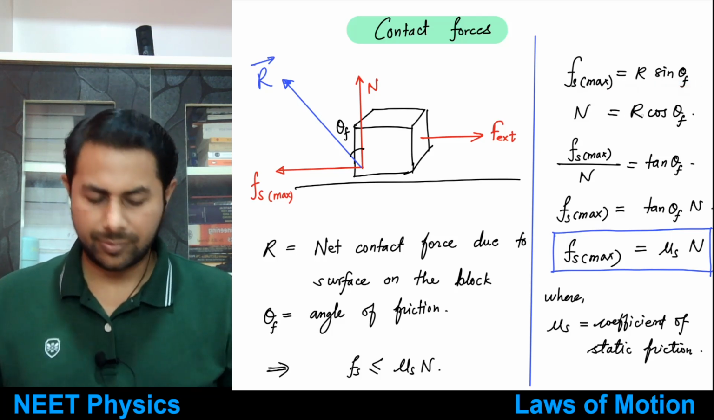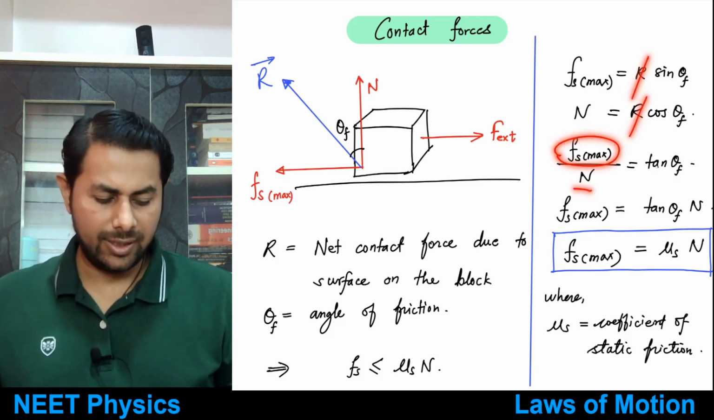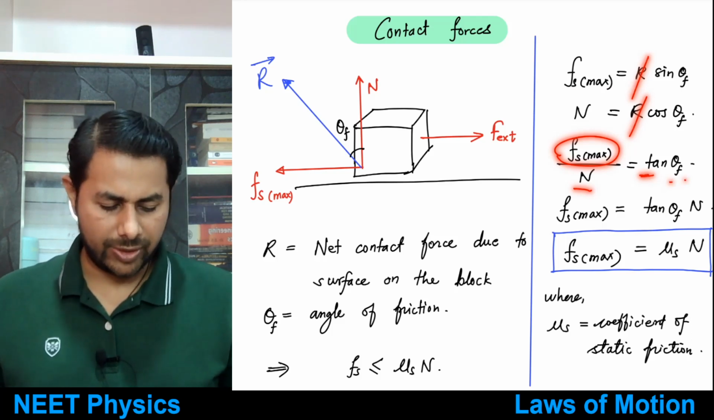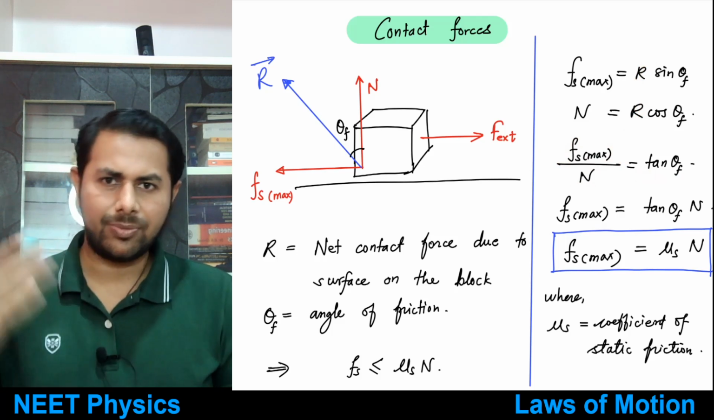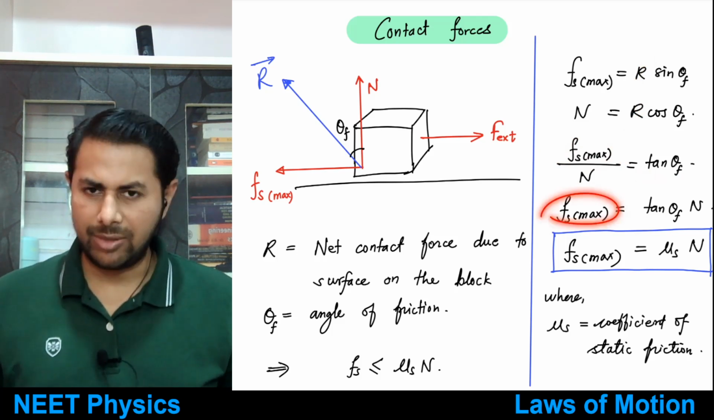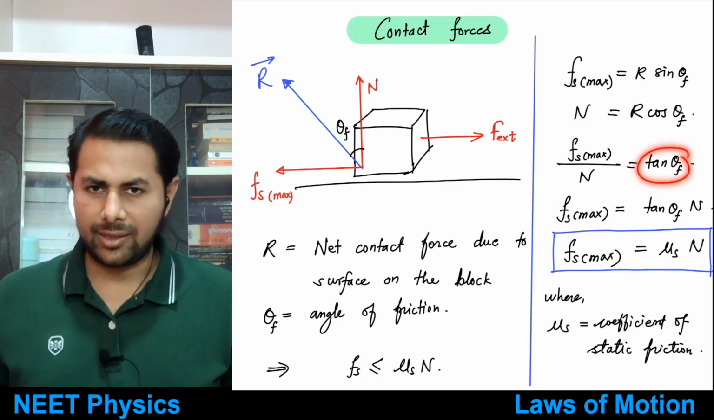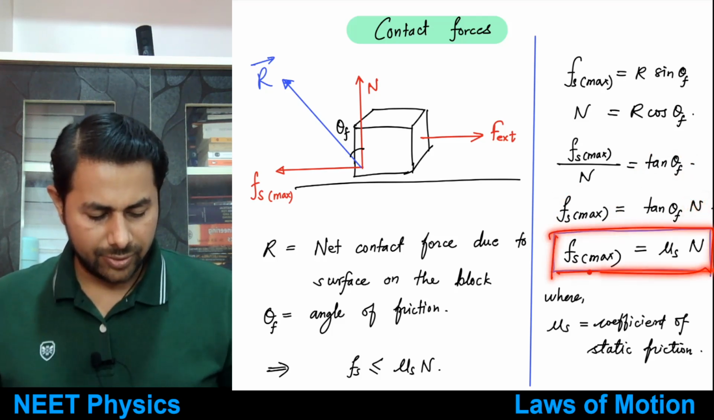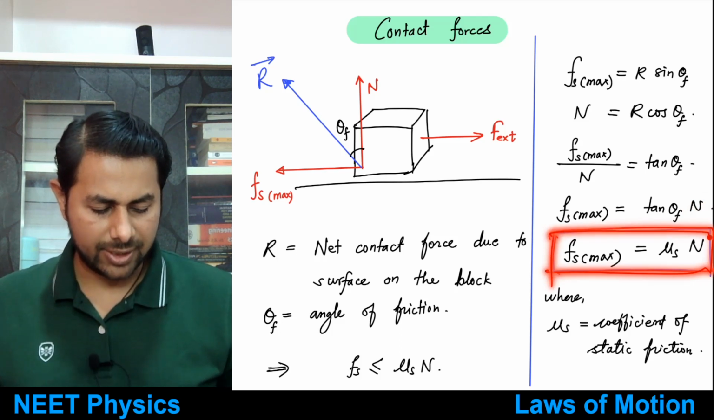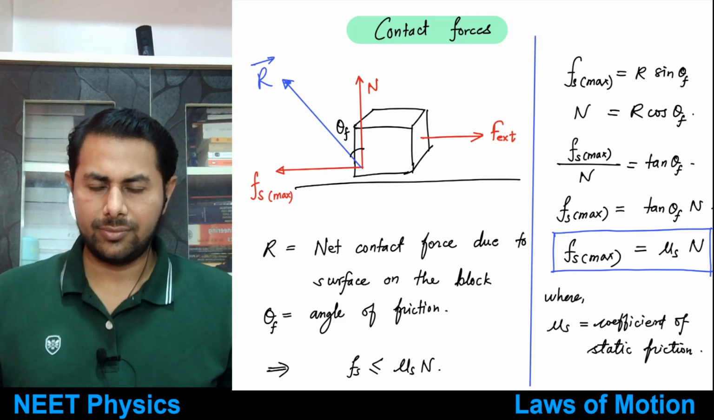So then you divide this one with this one. What do you get? R will get cancelled out. Fs max divided by N is equal to tan theta F. And what is Fs max then? It's the maximum value of the static frictional force. So the maximum value of static frictional force is equal to tan of the angle of friction times the normal reaction. Okay, so we need to remember this formula. Fs max is equal to what? Mu s multiplied by the normal reaction. This thing is clear?